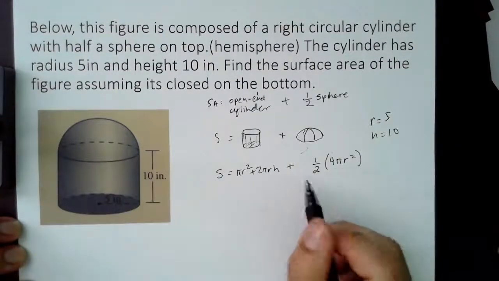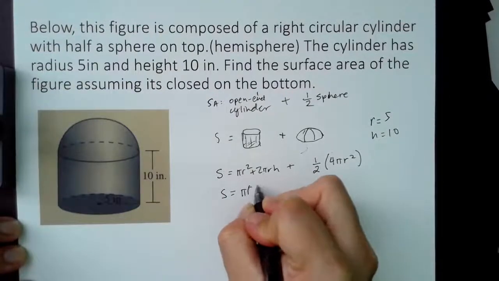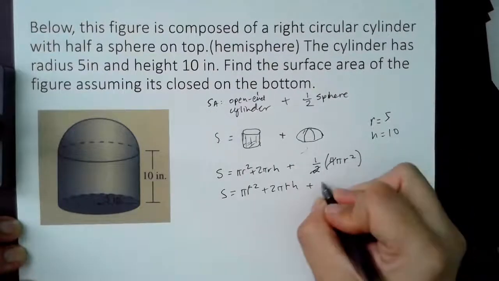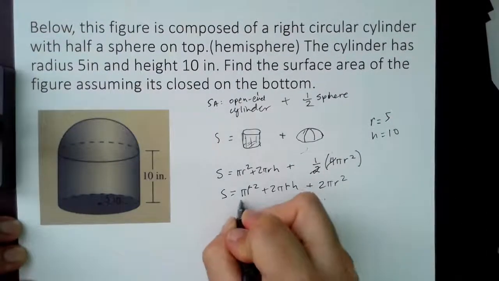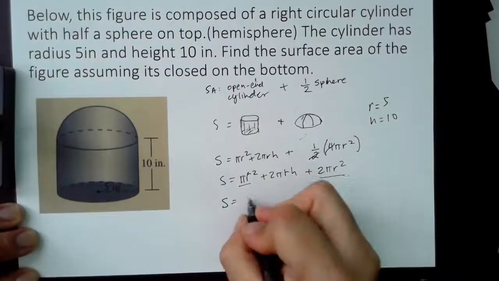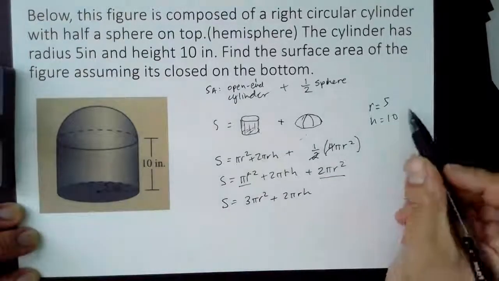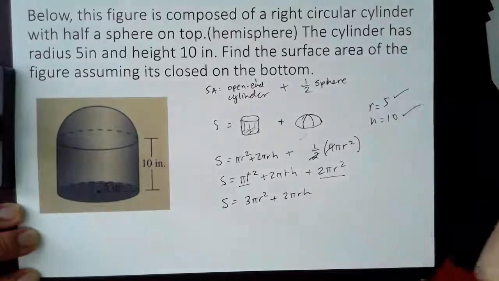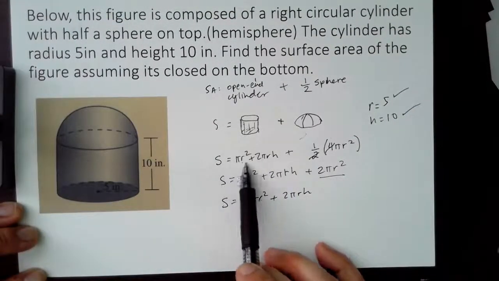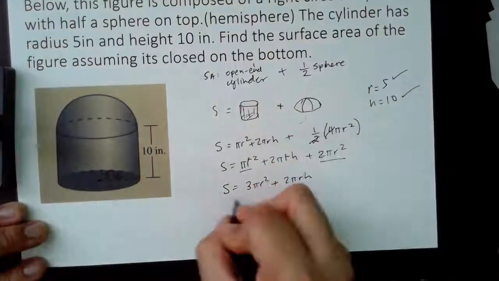So we can simplify this a little bit more if we wanted to. Pi r squared plus 2 pi r h plus, and half of 4 is 2, so 2 pi r squared. These are like terms, right? So the surface area here is going to be 3 pi r squared plus 2 pi r h. And then we just plug in 5 and 10. Now, did we have to do this calculation? No. Could you have just plugged it into the first formula and found them separately? Yes. But just for fun here.